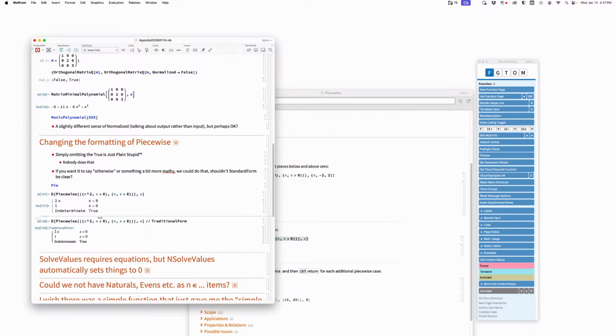I just don't know. And I really think this true thing, I would prefer just not to see it there, even in standard form. You're dealing with a piecewise. Right, but like I said, just omitting it is just not done. Nobody would do that. That would be even more bizarre. Okay. I don't know. Perhaps we need Roger for this, since he's the one who. I think so, yes. Okay, definitely.